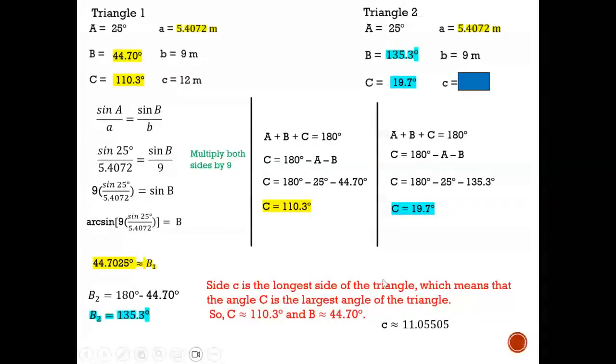Since side C is the longest side of the triangle, which means that angle C is the largest angle of the triangle, we go by the largest angle. So the answer will be 110.3 degrees, and B is 44.7. This is the one that we go by. So the answer will be A is equal to 5.41, and angle B will be 44.70, and angle C will be 110.3. Again, disregard that C approximately equals 11.05. That was my mistake there.